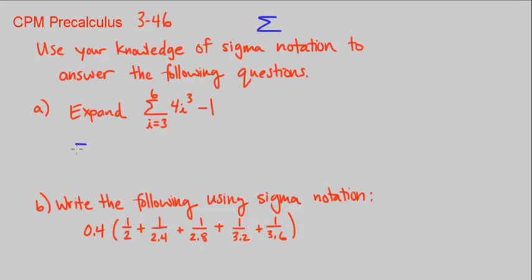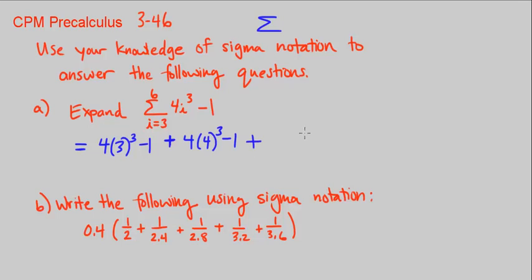I'm going to say equals, because it does equal this. We start at i is 3, so I'm going to plug in i is 3. So 4 times 3 cubed minus 1. The next term, we're going to increment i, so it goes from 3 to 4, and we're going to plus, because sigma means to add every term. So now we're going to have i is 4.